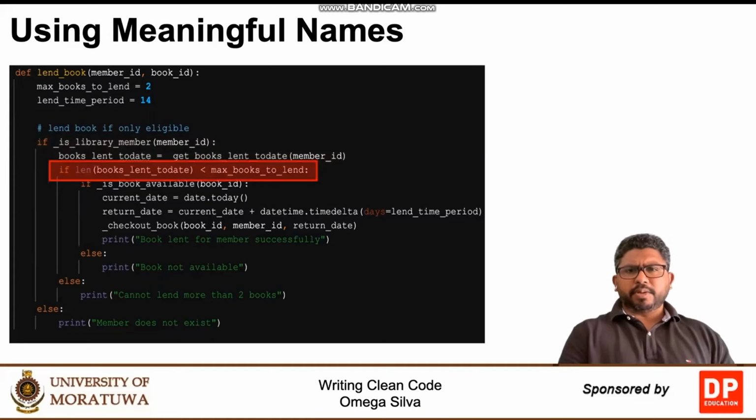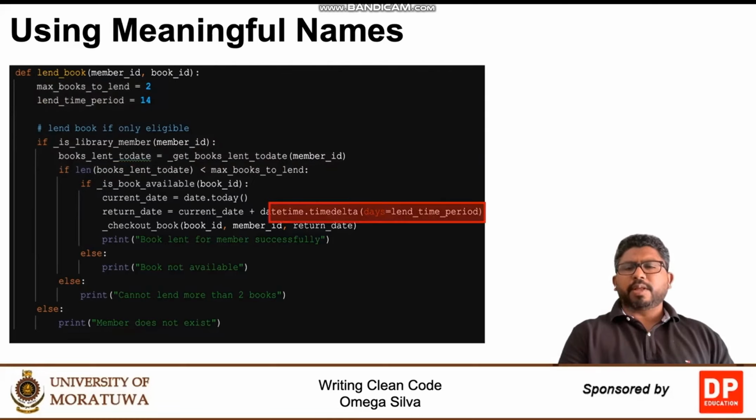And this condition or the validation here, it does not represent the number 2. Instead, the numbers have been assigned to a variable, which is again carrying a meaningful name. The max books to lend explains what number 2 is, and same goes for lending time period, which represents what number 14 is. And that is being used in the return date calculation.